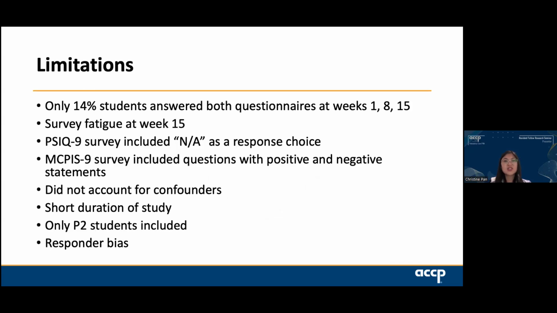Some of our limitations is that only 14% of the students, so 11 out of the 79 students, answered both surveys at weeks 1, 8, and 15. There may have been survey fatigue at week 15, as at this time point, students were also filling out many evaluations for the professors as well. Additionally, the PSIQ-9 survey included not applicable as a response choice. We did see that as one of the results. 15 to 23% of students chose not applicable instead of another choice.